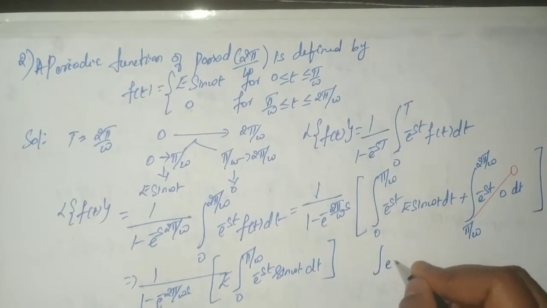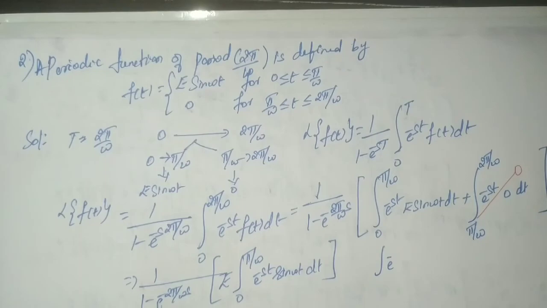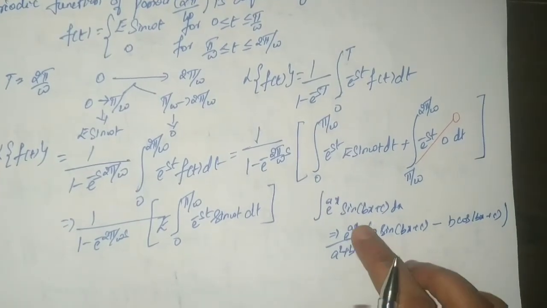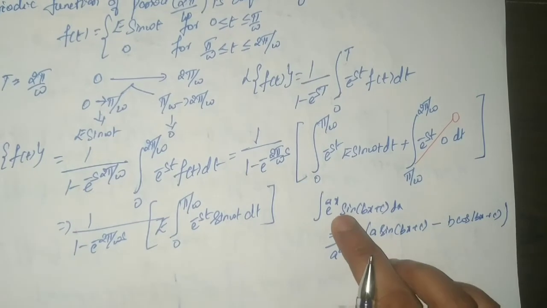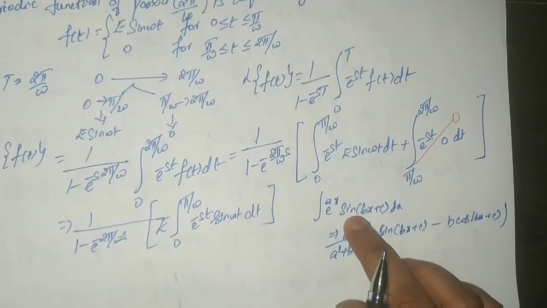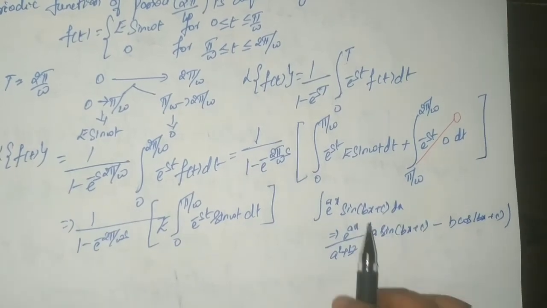So integral e power minus... so this is a standard formula whenever you have exponential into sine function. Why we cannot solve it directly? Because exponential and sine function both are continuous functions. Either you integrate or differentiate, both will not turn out to be 0.